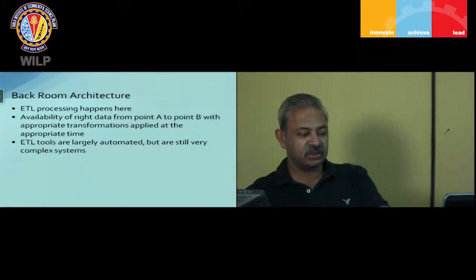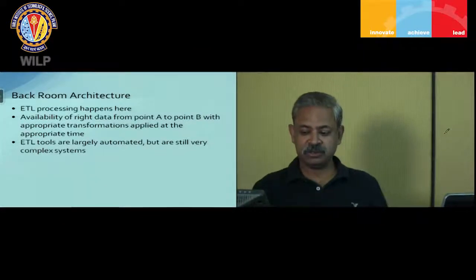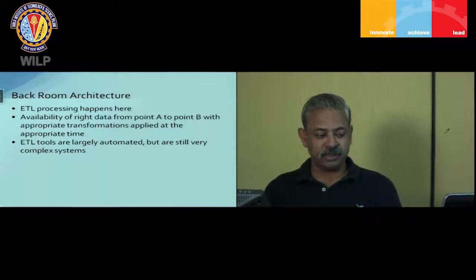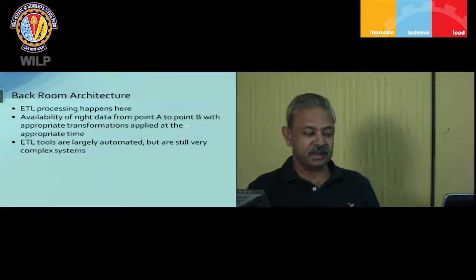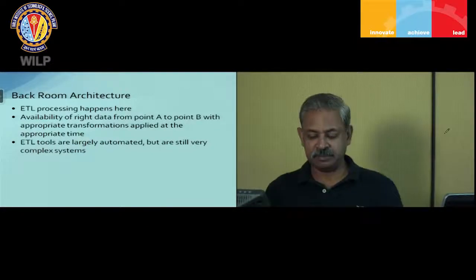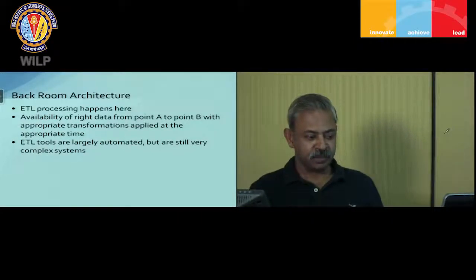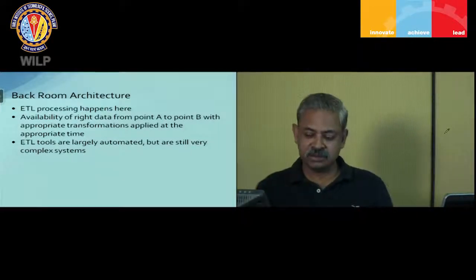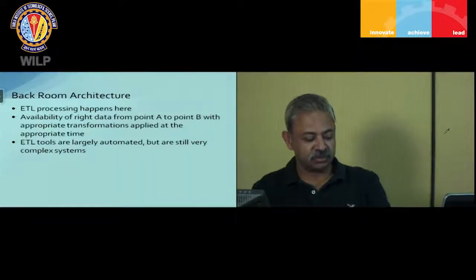And then the backroom architecture. As I told you, ETL processing happens here, and availability of the right data from point A to point B with the appropriate transformations applied at the appropriate time. So this is what is important. Availability is to make sure that data moves from point A to point B at the right time, and the right kind of transformations are applied. I'll be talking about transformations in a while, and give you details about what kind of transformations are actually carried out. And then we have ETL tools which are largely automated, but still they are very, very complex systems to work with.